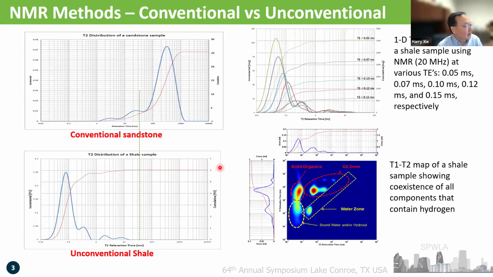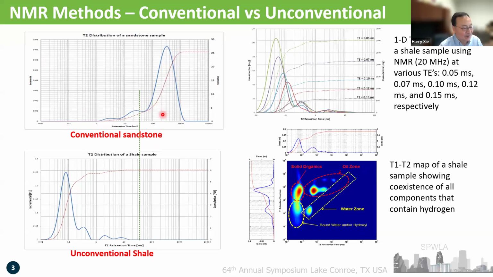So this is an example of some NMR data on the top here, which people are probably comfortable with: a so-called conventional sandstone. You get a T2 distribution, an incremental distribution. In this case, you can see this is 100 milliseconds, this is 1 second. The major peak is about 300 milliseconds, so the majority of the signal is in this part. This is so-called conventional data, all looking like this.